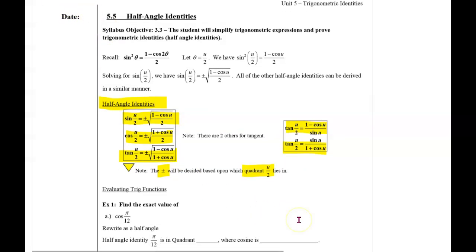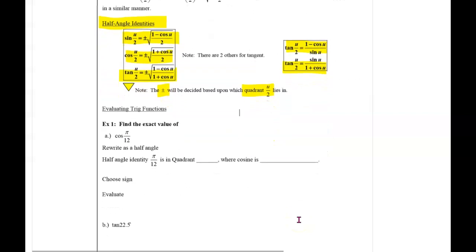So jumping right into example 1, we want to find the exact value of the cosine of pi over 12. Well, pi over 12 is not special. So with a calculator, it's pretty easy, but without one, we can use half angles. So first off, where is pi over 12? Pi over 12 is in the first quadrant, so the cosine is positive in the first quadrant, as is all of the trig functions. So the sign that we will choose will be the positive one.